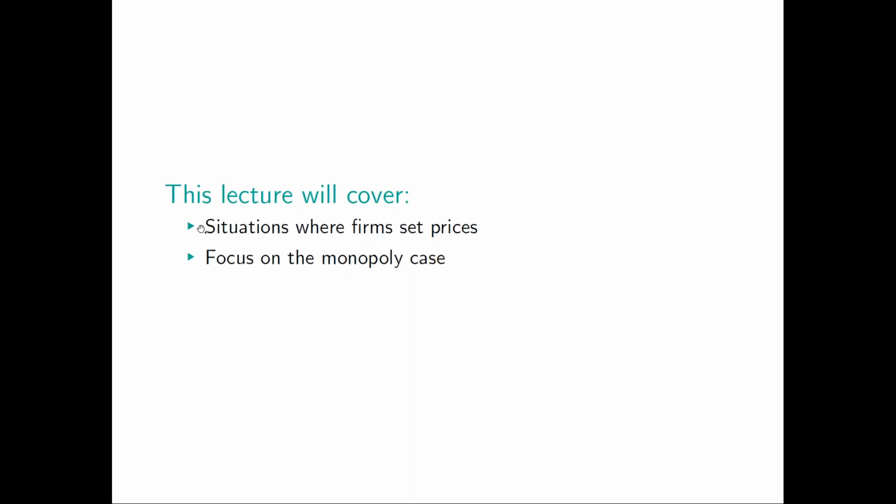This lecture is going to cover when firms set prices and we're going to focus on the monopoly case. So here firms will be setting prices by deciding how much they produce, and we're going to assume that on the demand side everyone will buy at that given price. So this will be a situation of monopoly.